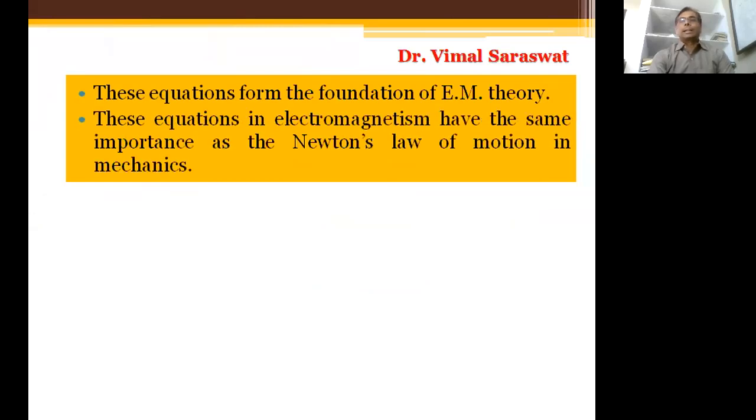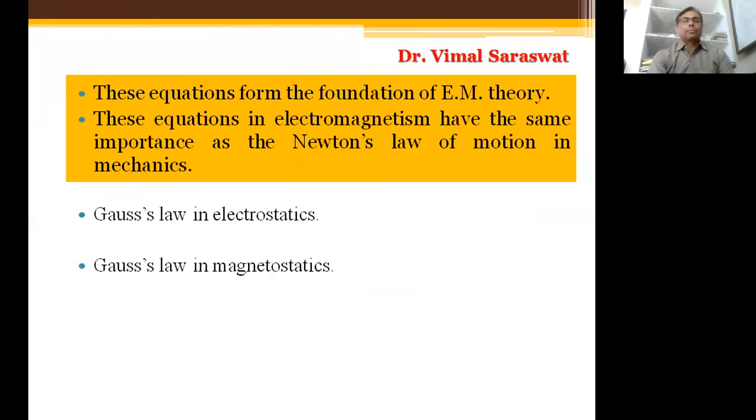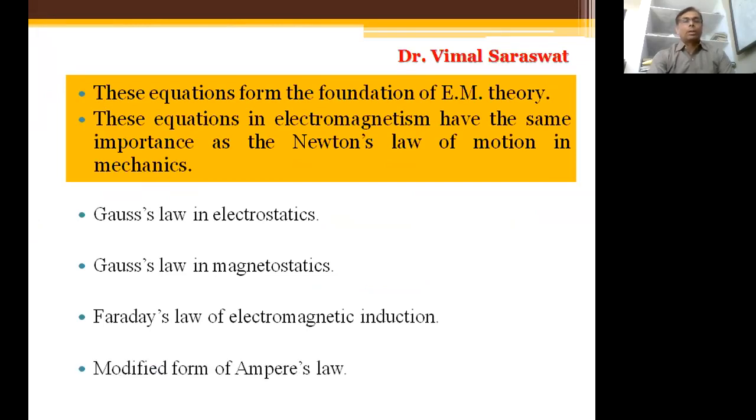These equations in electromagnetism have the same importance as Newton's laws of motion in mechanics. First one is Gauss's law in electrostatics. Second one is Gauss's law in magnetostatics. Third one, Faraday's law of electromagnetic induction. And fourth one is the modified form of Ampere's law. So these four laws are known as Maxwell's equations. Now we will discuss all four laws one by one.